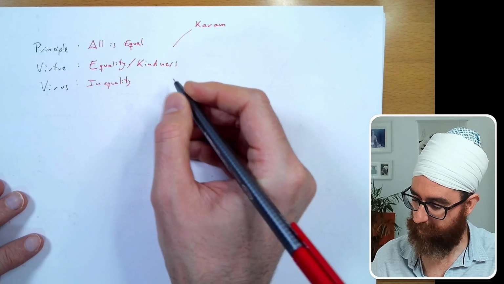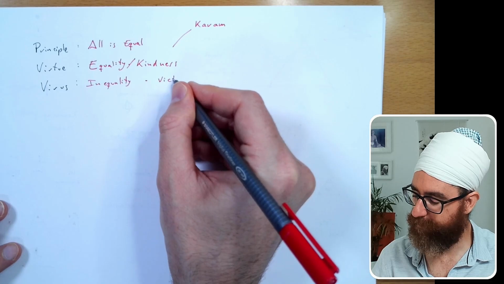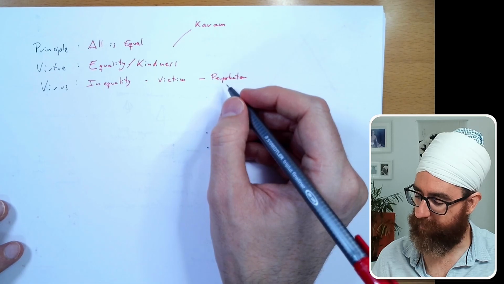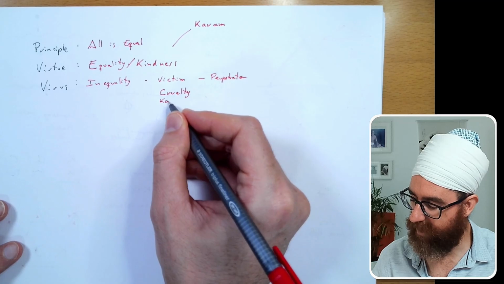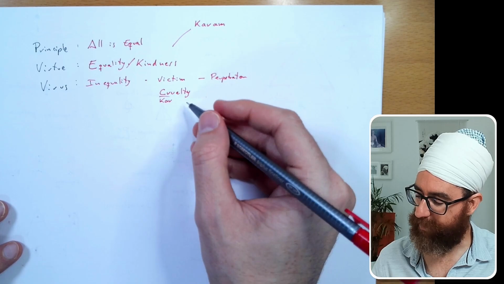And inequality means that somebody is above somebody else, and you may feel like at the bottom, so you may feel like a victim, and that means that there would be a perpetrator, yeah. And we may feel cruel, like there is cruelty, because we are being the victims of something. Kar, yeah, cruelty, kar. That would be the virus aspect of kar, and the opposite of kindness, yeah, kindness and cruelty.